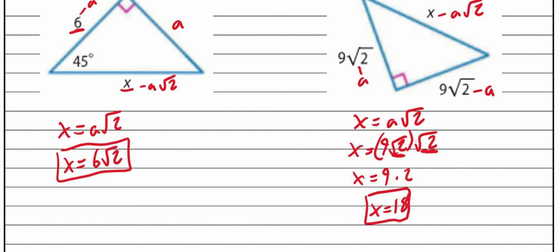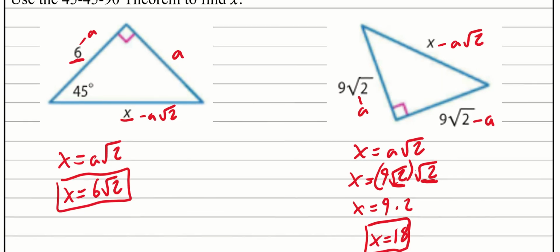So using some of those ideas that we talked about with simplifying radicals, and we'll see a few of those later on as well. But this is the basic idea if I'm looking at a 45, 45, 90 triangle. The legs are always going to be the same, and then the hypotenuse is just going to be one of the legs times the square root of 2.